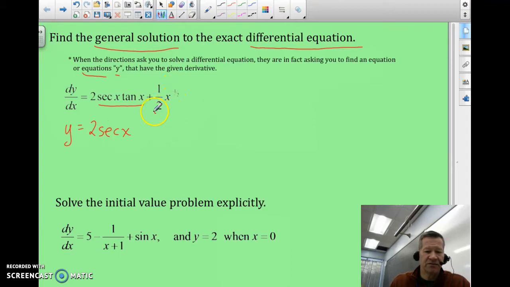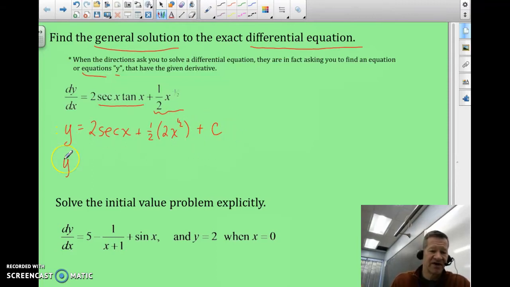Then the second term, we can reverse the power rule. So plus 1/2, and then the antiderivative of x to the negative 1/2, we would add 1 to the exponent and then multiply by the reciprocal in front. And then you notice it says a general solution. Well, this isn't the only equation that has this derivative. There could be any number of constants that we add to it. So we must put a plus c here, okay?